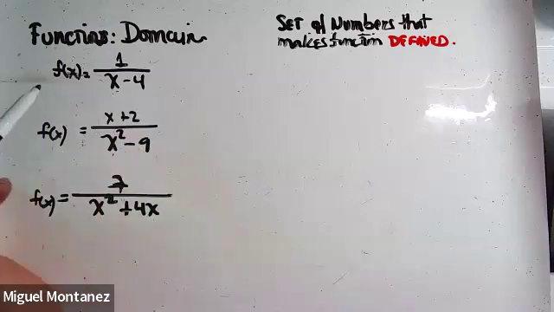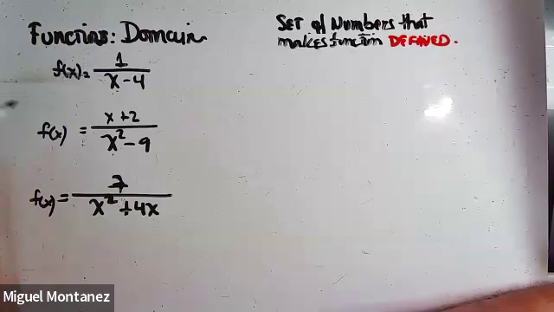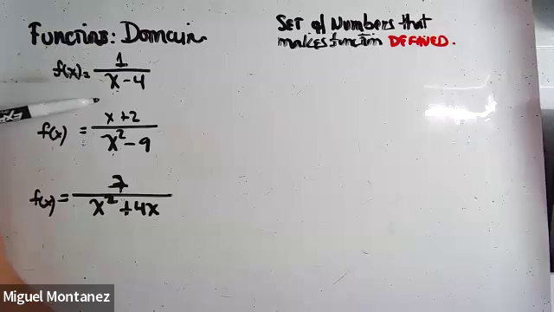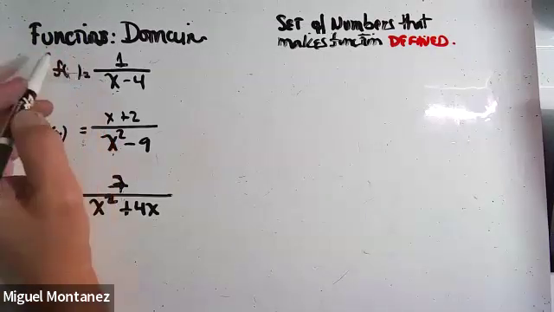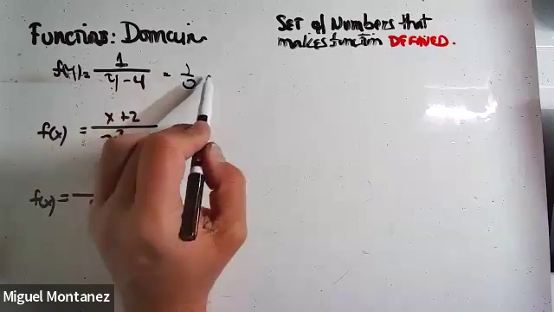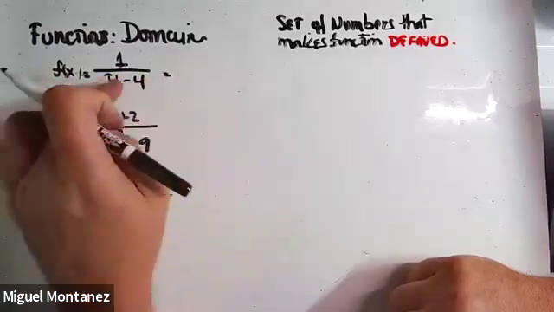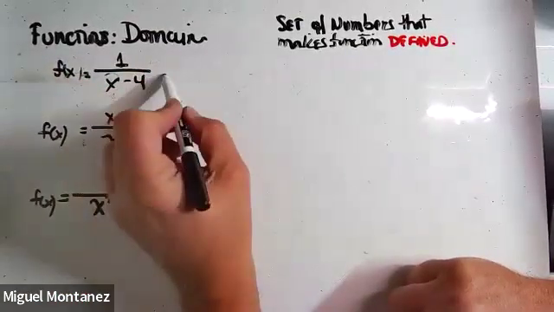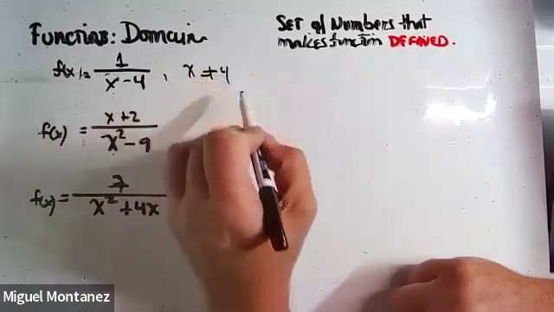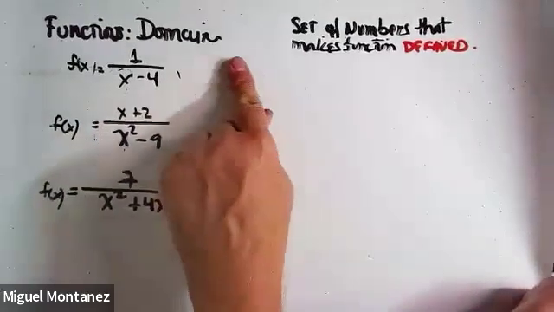Well, let's see. Now we have an issue. Why is that? Because now I have a rational, a fraction, and we know that we cannot divide by 0. So notice that I can input any number in this function except when x equals 4. Because when x equals 4, that will give me 1 over 4 minus 4, and that will be 1 over 0. And we still don't know how to divide by 0. So if I have the function f of x equals 1 over x minus 4, in this case, x cannot be 4. If it's 4, the function becomes undefined.